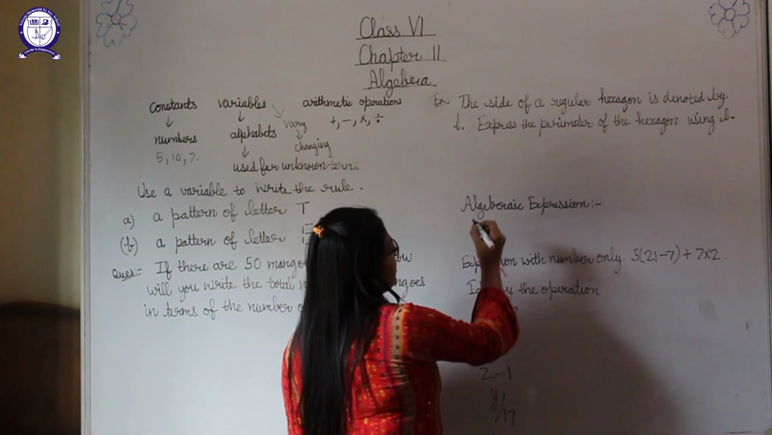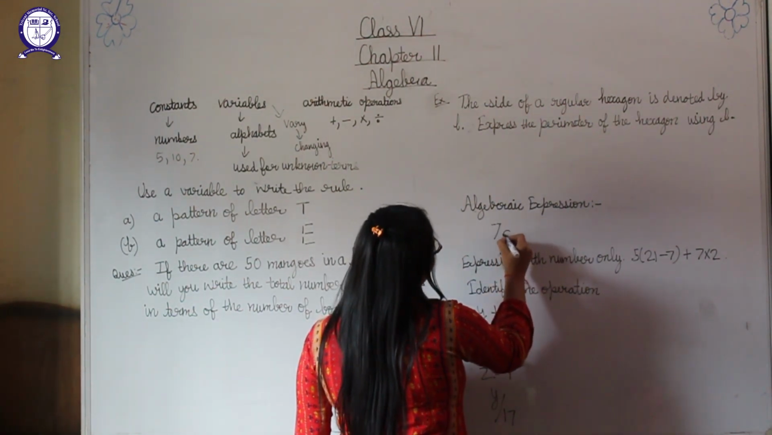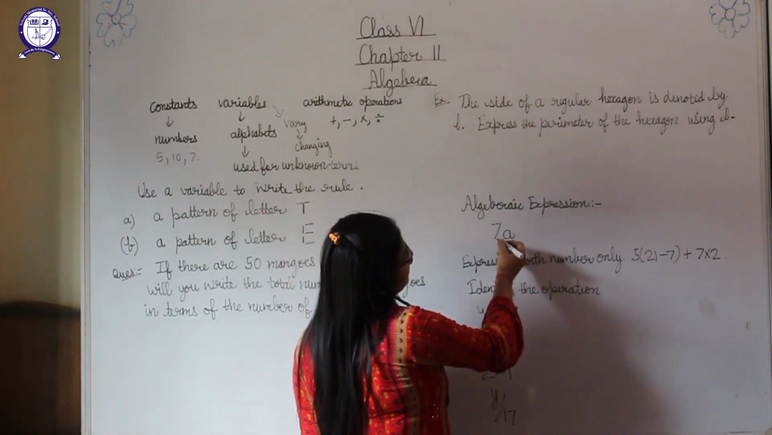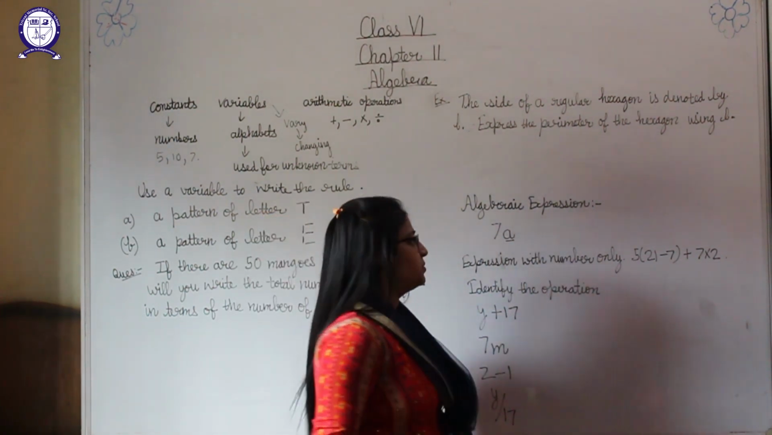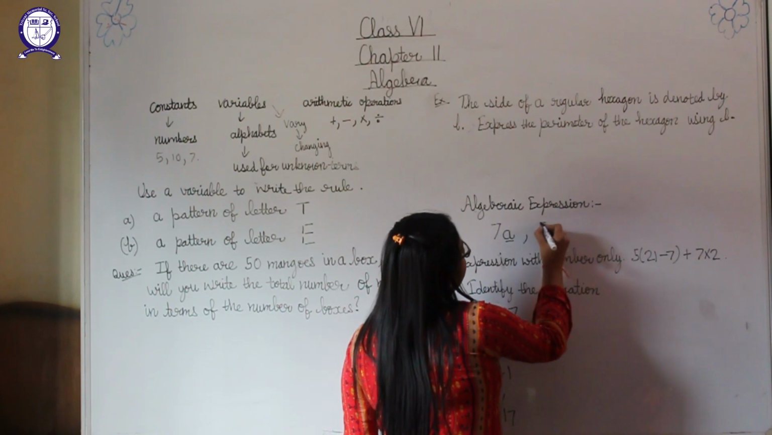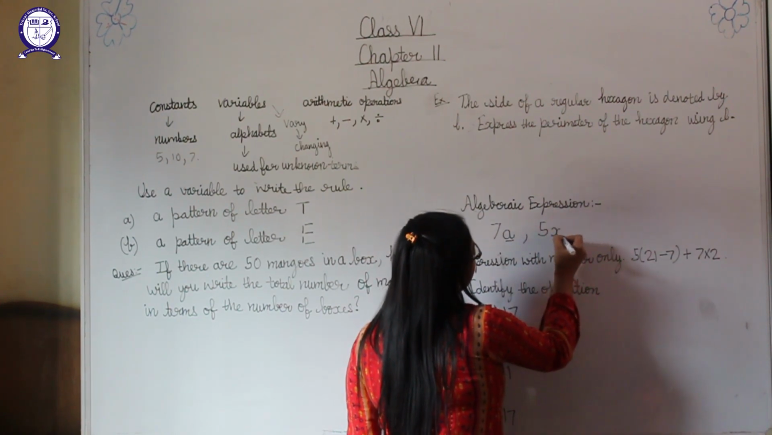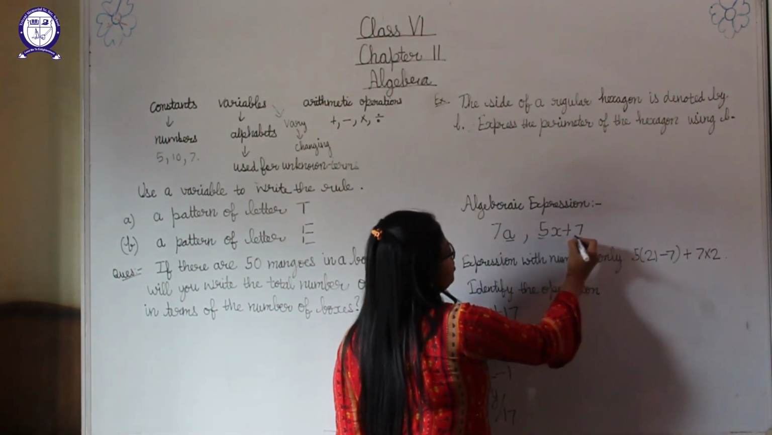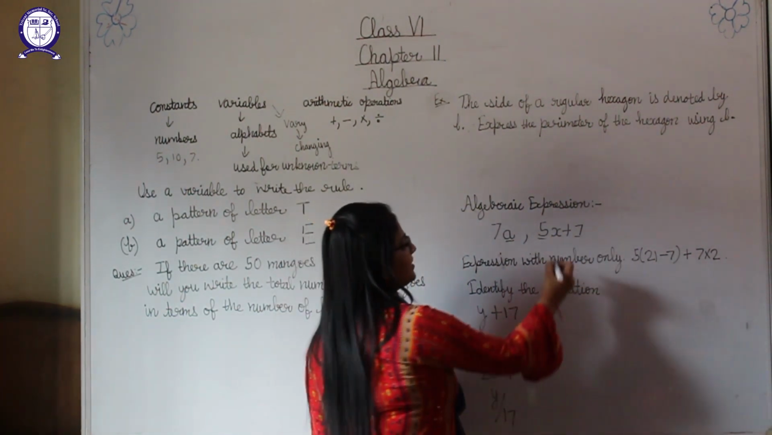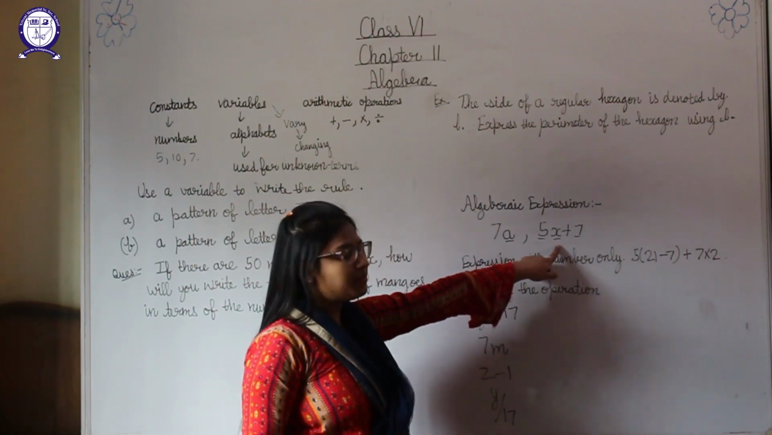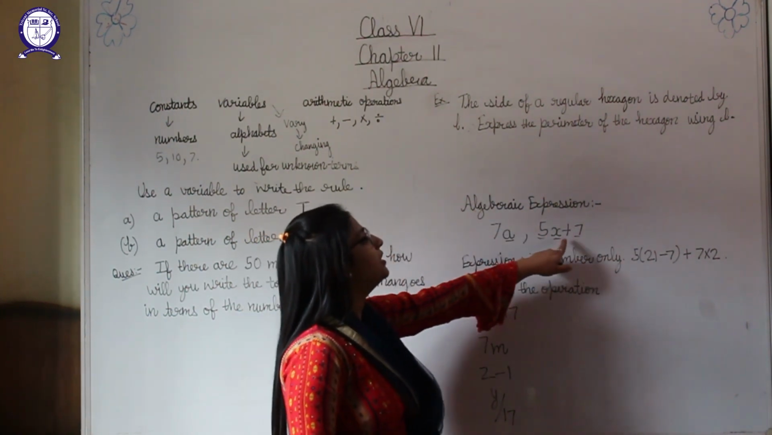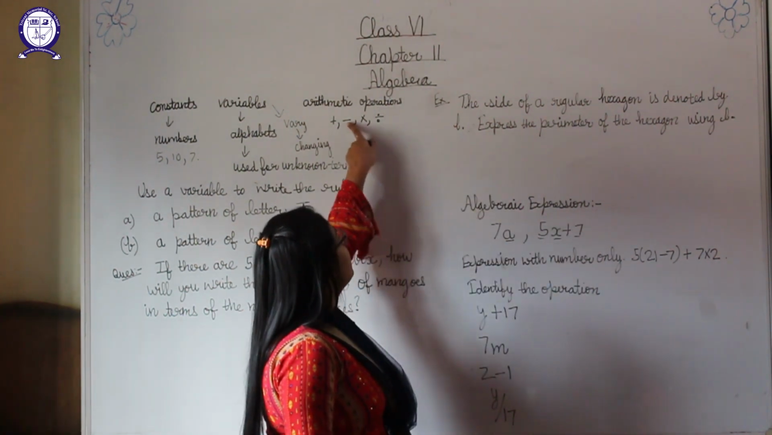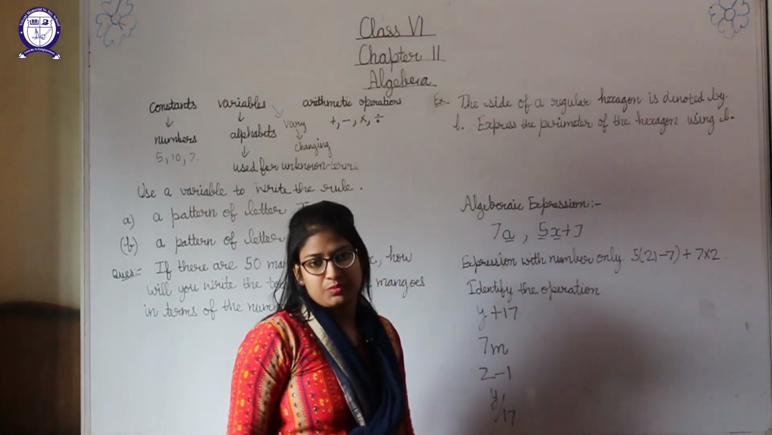Okay, suppose here I am making an algebraic expression 7a. A is the alphabet here, right? So we can say that 7a is an algebraic expression. We can say 5x plus 7. Here what I have done, these two are the constants. This x is the variable. As this is an alphabet, it means this is a variable, and we have put here an addition sign also. So that's why we have included an algebraic expression also.